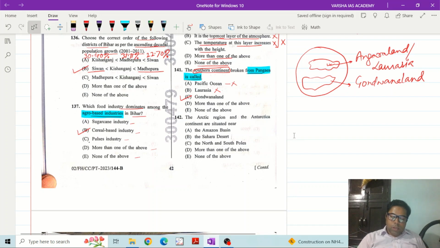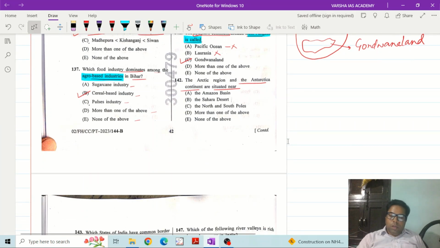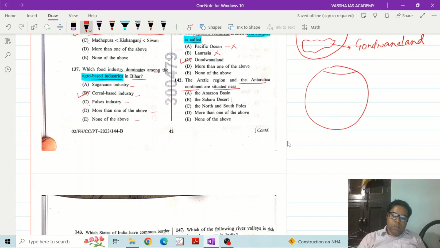Next question is, the Arctic region and the Antarctic continent are situated near. If we see here on the earth, this northern part is the Arctic, and the southern part is the Antarctic, right? So these are situated near which? The Antarctica continent and the Arctic region, right?